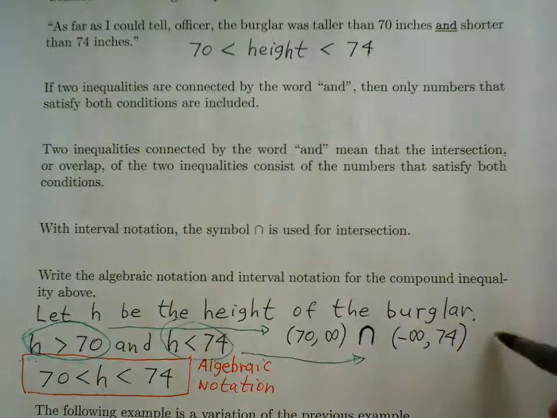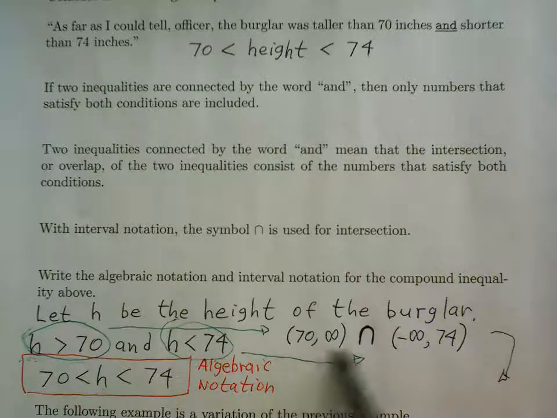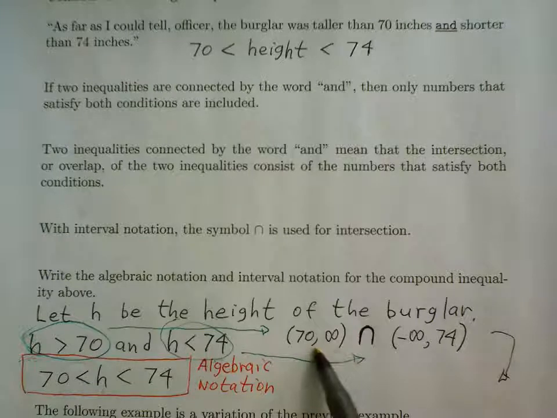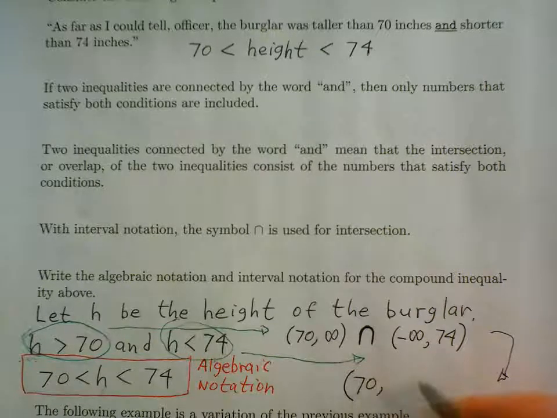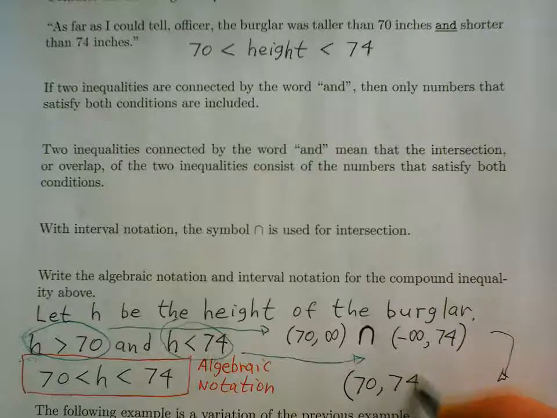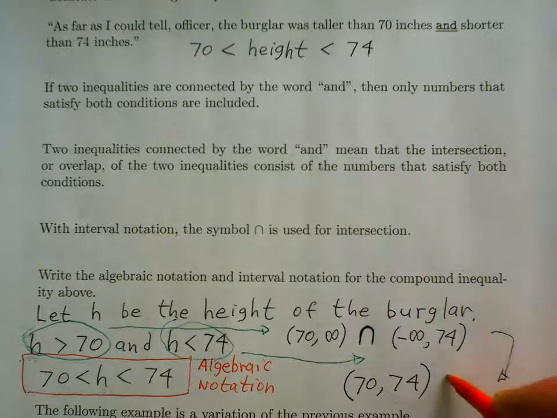But in this case, the interval notation can be written more compactly. The intersection of those two sets of numbers can be written this way: parenthesis 70, comma 74. So for this particular example, this is the interval notation that we want for that set of numbers.